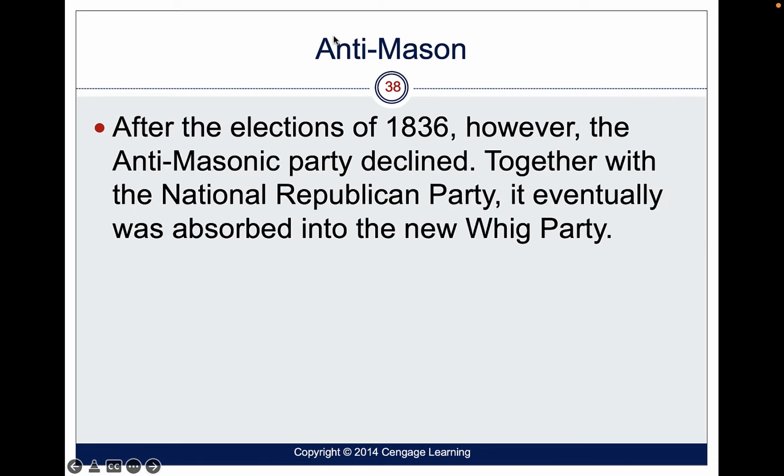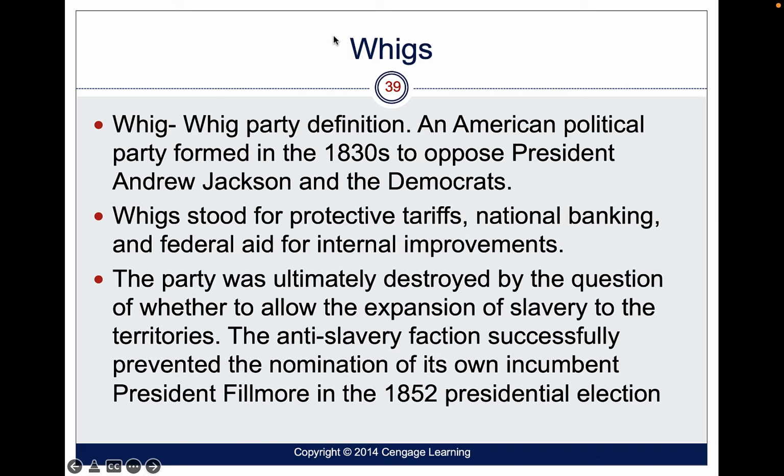After the elections of 1836, the party declined, and together with the National Republican Party, it eventually absorbed into a new party called the Whigs. So what was the Whig Party? The Whig Party was an American political party that was formed to oppose Andrew Jackson and the Democrats.